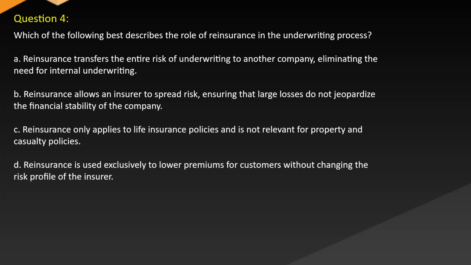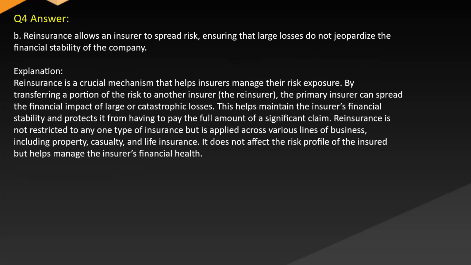D. Reinsurance is used exclusively to lower premiums for customers without changing the risk profile of the insurer. Answer. B. Reinsurance allows an insurer to spread risk, ensuring that large losses do not jeopardize the financial stability of the company. Explanation. Reinsurance is a crucial mechanism that helps insurers manage their risk exposure by transferring a portion of the risk to another insurer.